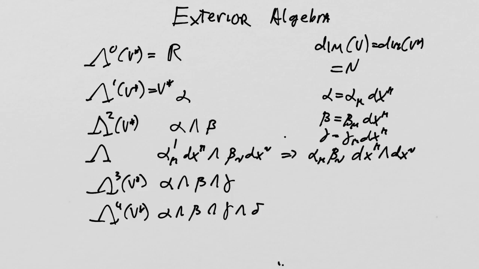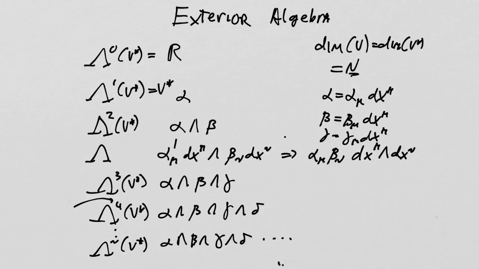And then this can go on indefinitely. However, it turns into zero after the level of the exterior power exceeds the dimensionality, right? So this will go all the way to the nth exterior power of the covector space. And then you will have alpha wedge beta wedge gamma wedge delta wedge, say epsilon, where you have at most n of these.